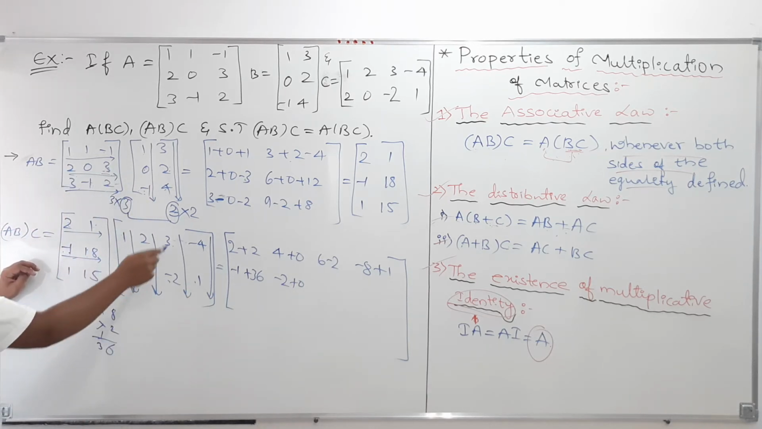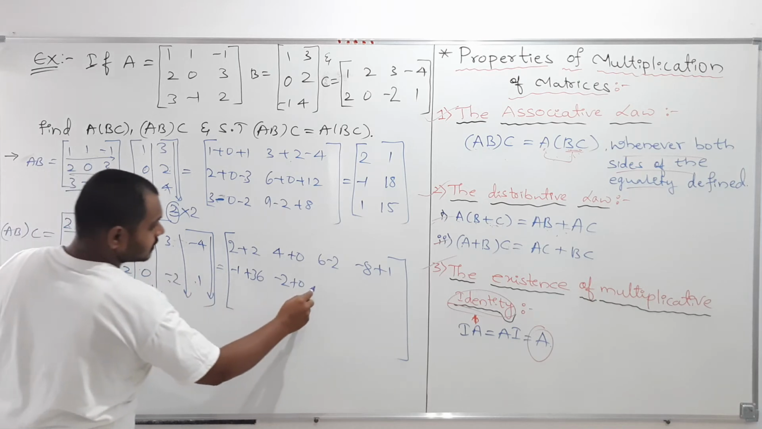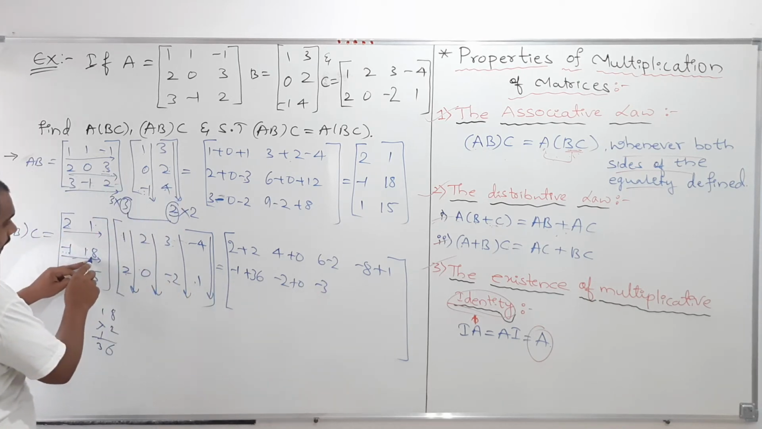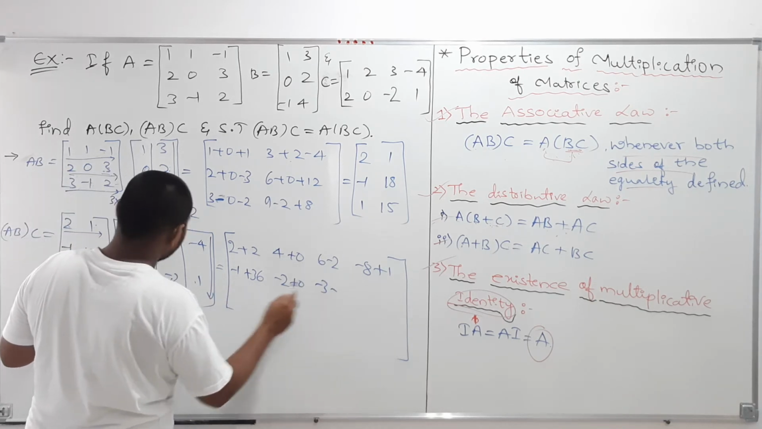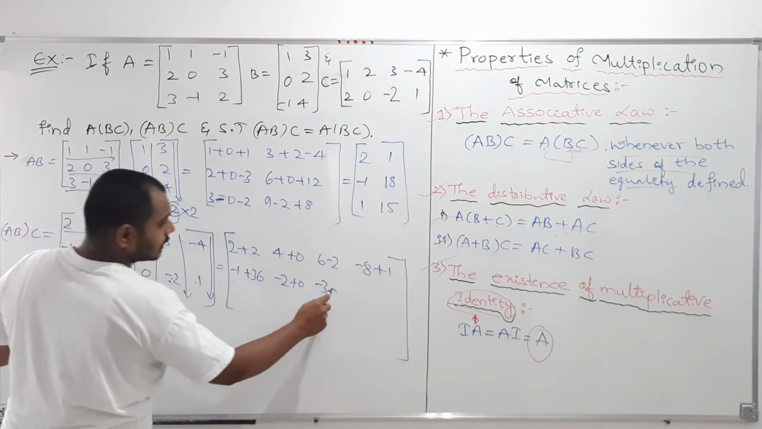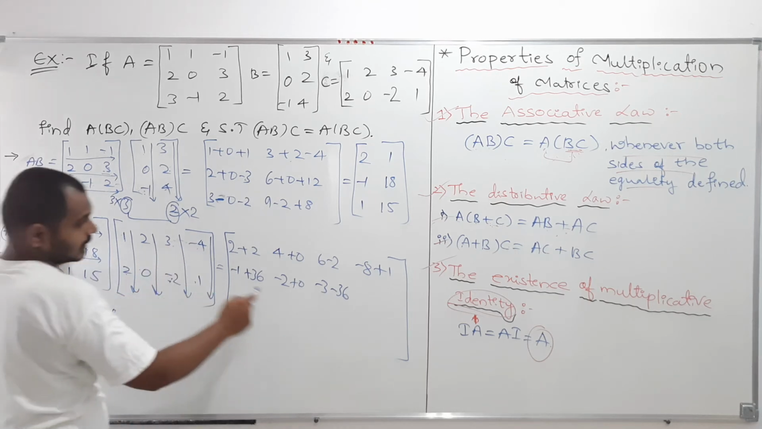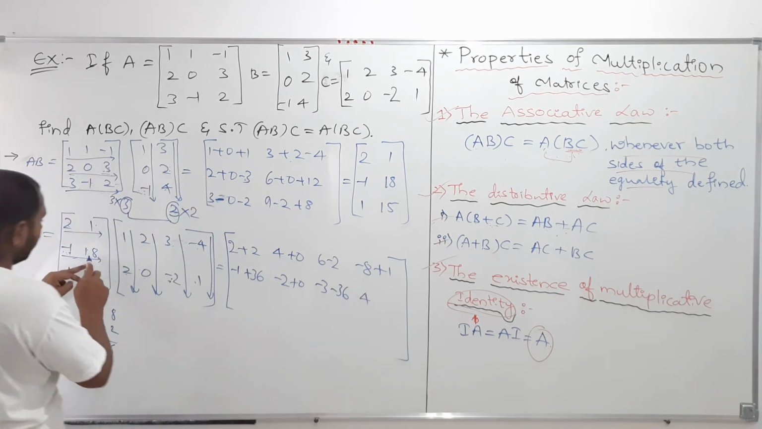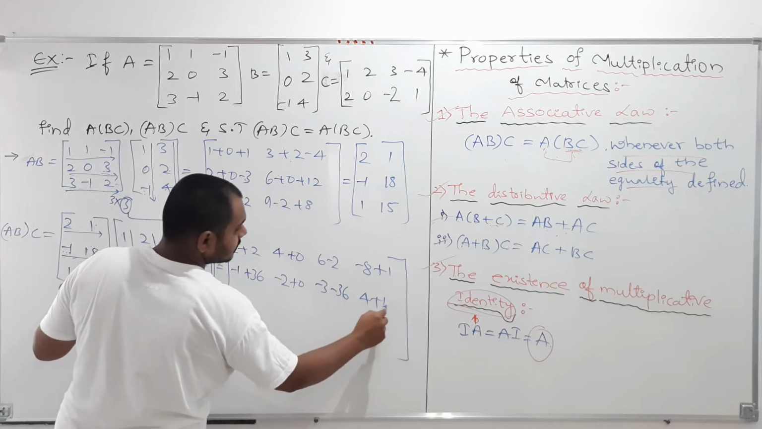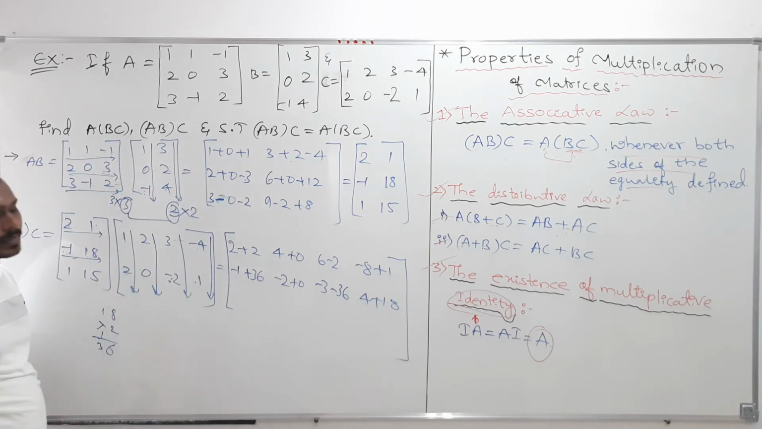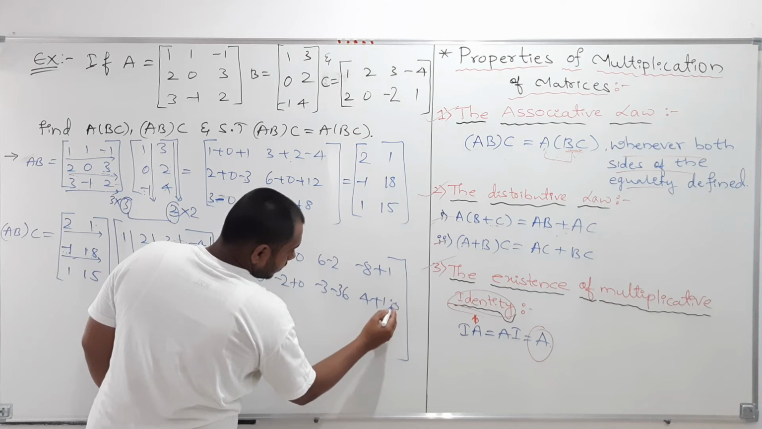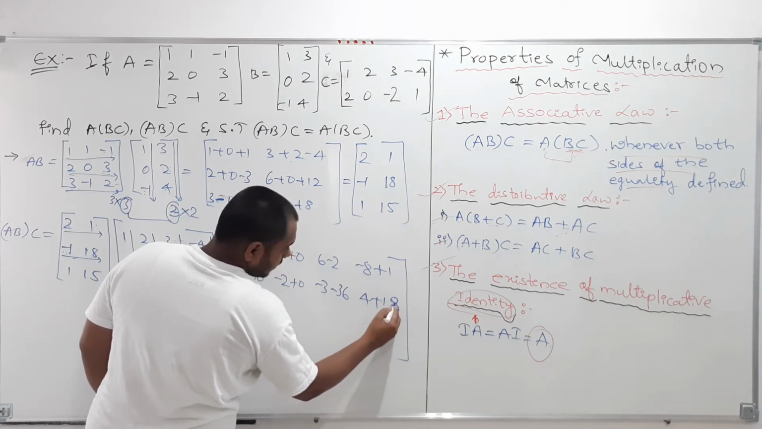Next, second row, third column. Minus 1 into 3 is minus 3. 18 plus minus minus, again 18 into 2 is 36. And next, my dear students, second row, fourth column. So minus minus plus 4 into 1 is 4. Next, plus 18 into 1 is 18. Clear? So please try to multiply these two.